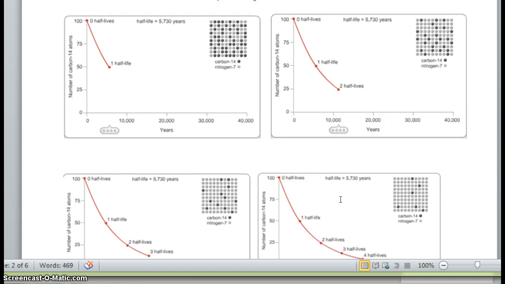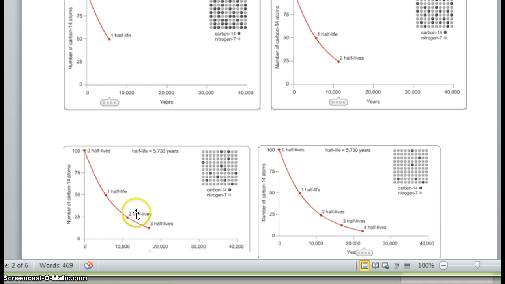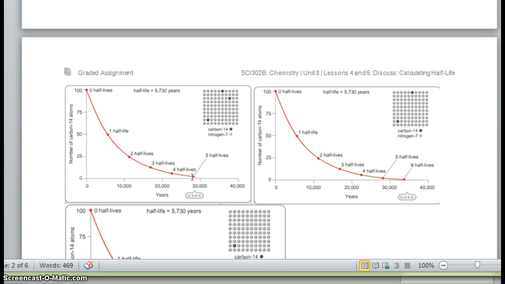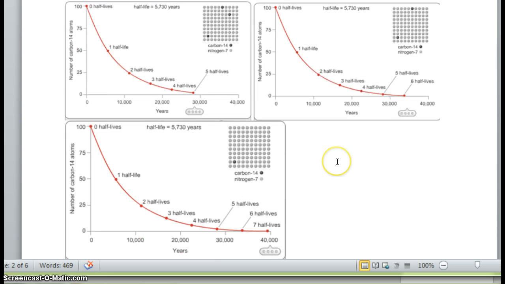I'm going to do another half-life. That's another 5,730 years. That's three half-lives, or about 17,000 total years. My number was at 25, I divide it in half again, I get about 12. Okay, I take another half-life, another 5,730 years. So that's four total half-lives, and I take my 12, I divide it in half, you see that there are six atoms that are still the carbon-14. After another half-life, divide it in half again, I have three carbons left. After six half-lives, I have about two left. After seven half-lives, I have about one atom of carbon left, and the rest decayed into nitrogen-7.